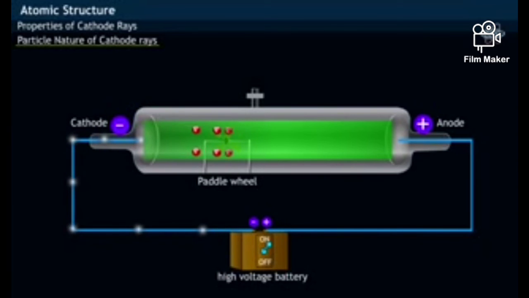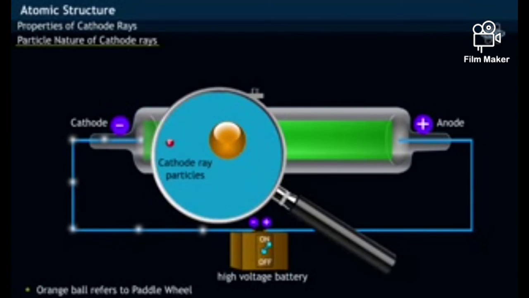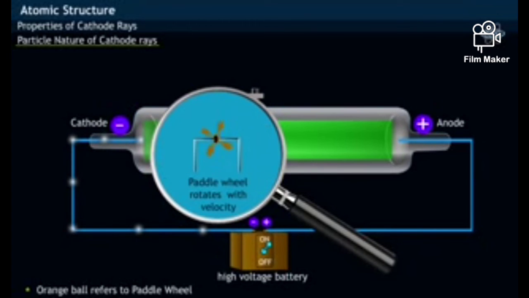of the cathode rays will come, and as the particles come, they are going to collide with the particles of the wheel paddle. Since these particles are moving, they have momentum with them, and as a result they are going to transfer the momentum to that of the wheel paddle, and that will cause the wheel paddle to rotate.